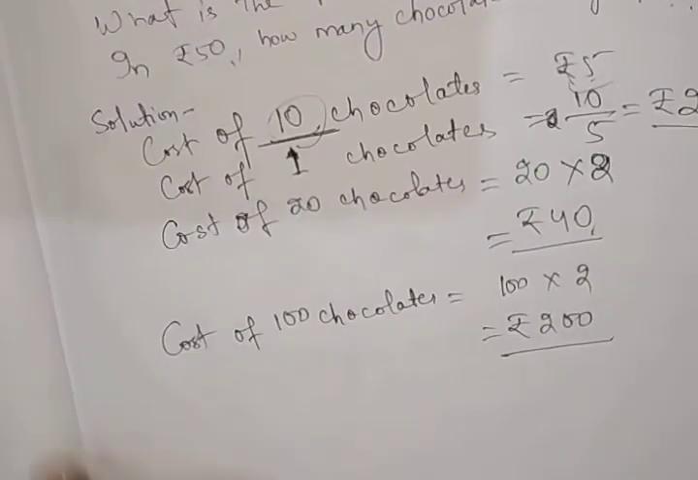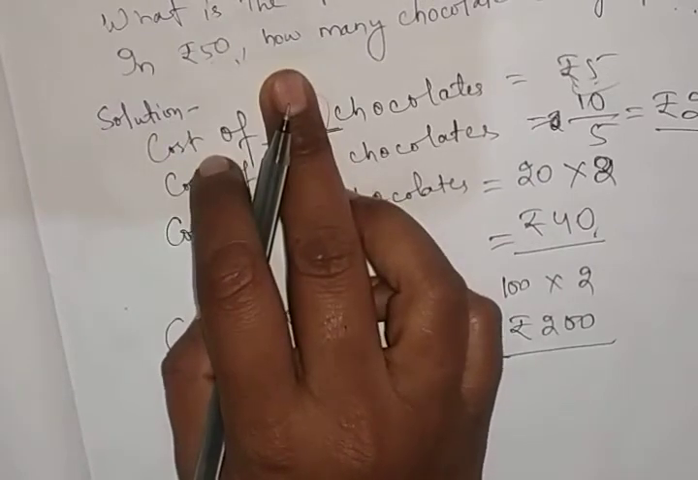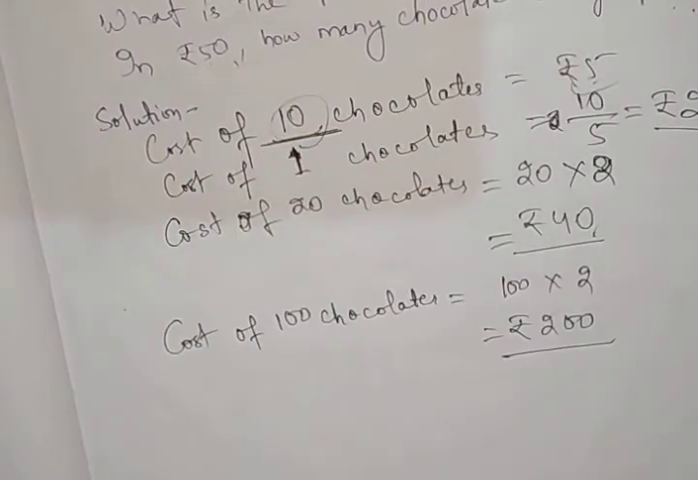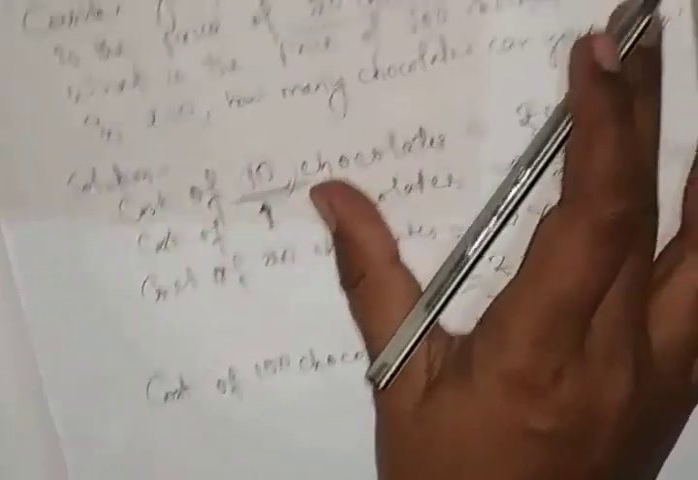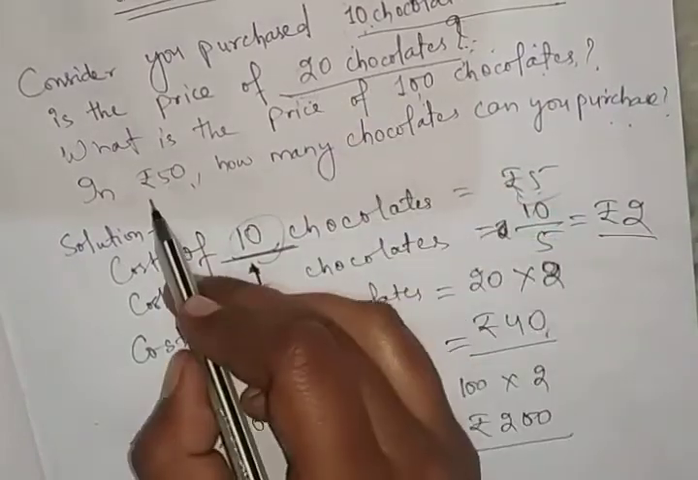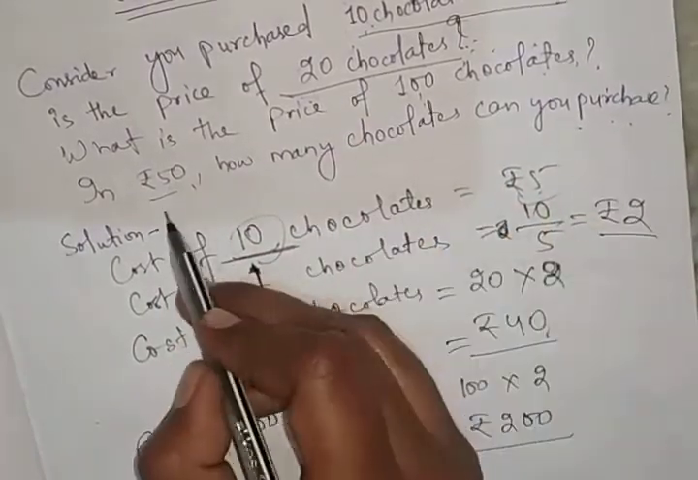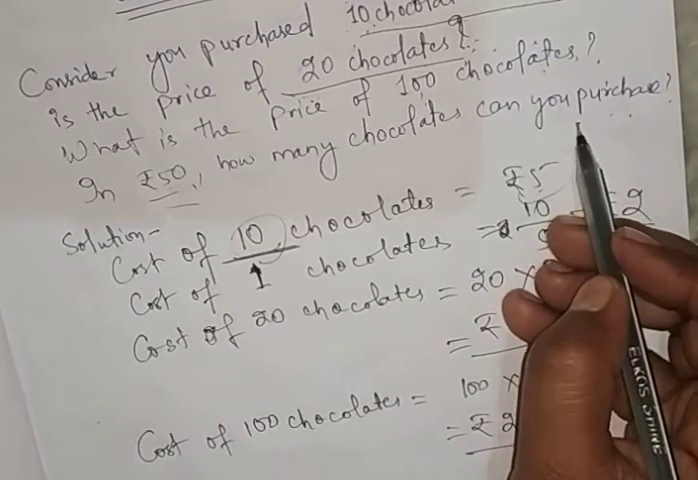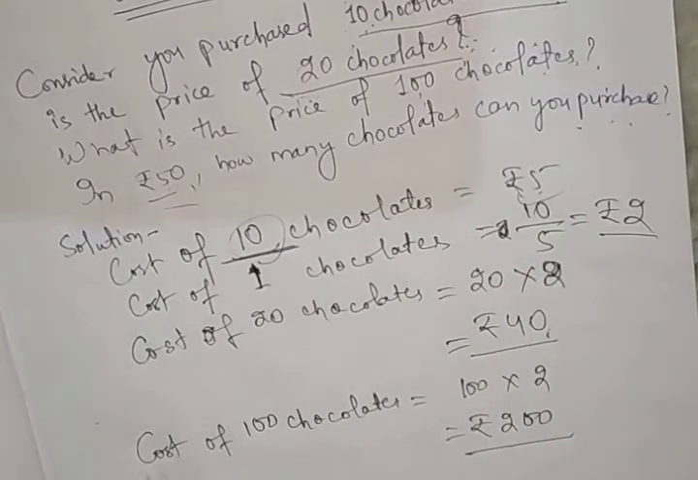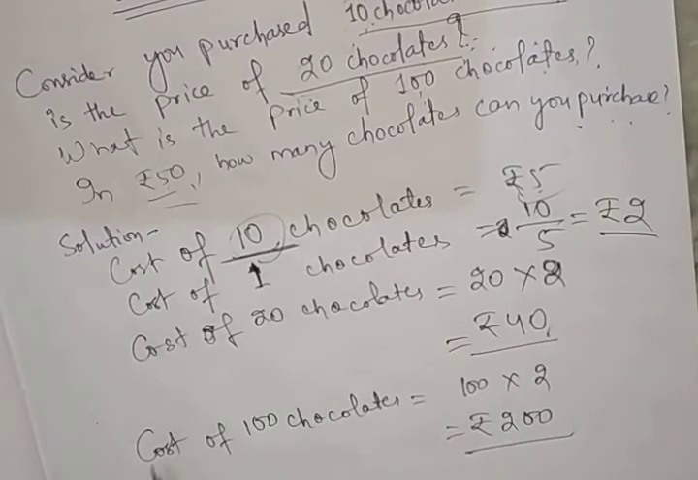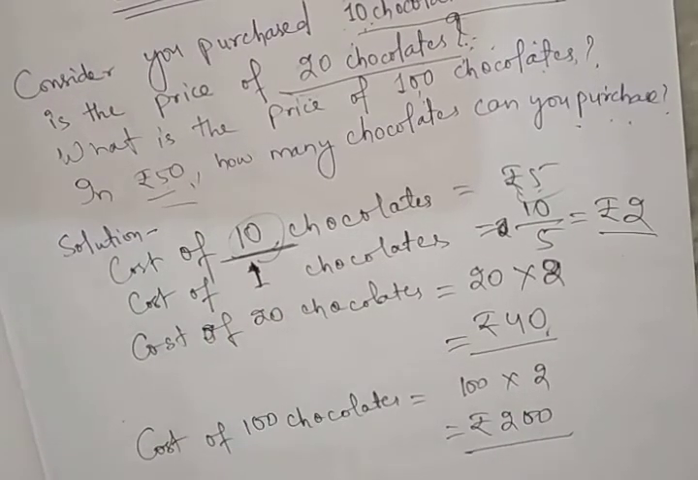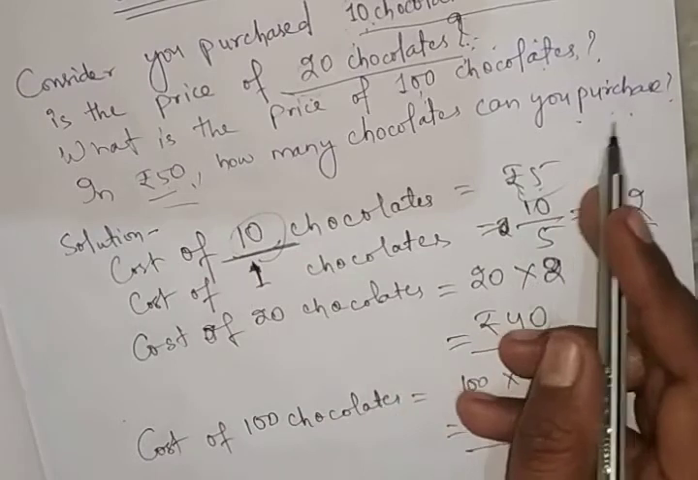Okay, next in 50 rupees, how many chocolates you can purchase? Rupees is given but chocolate is not given. So what you will find? You are knowing the cost of 1 chocolate. So what you will write? You will write that how many chocolates you can purchase.